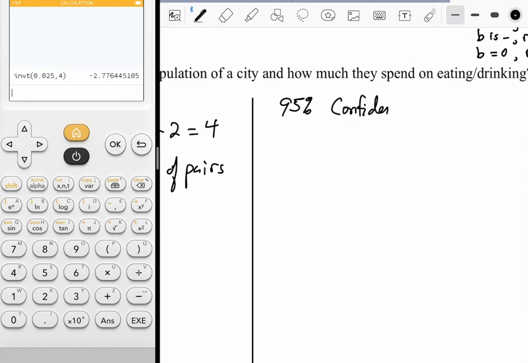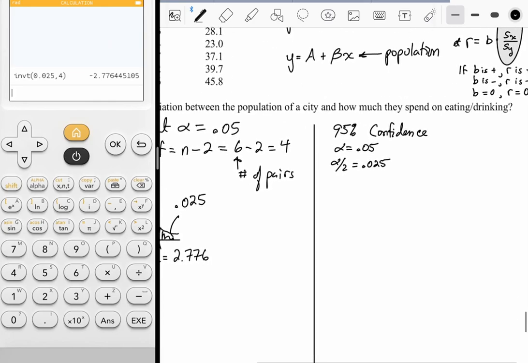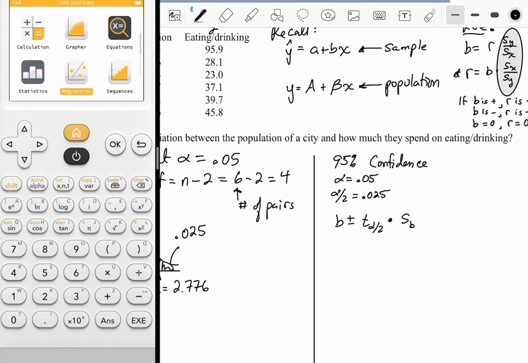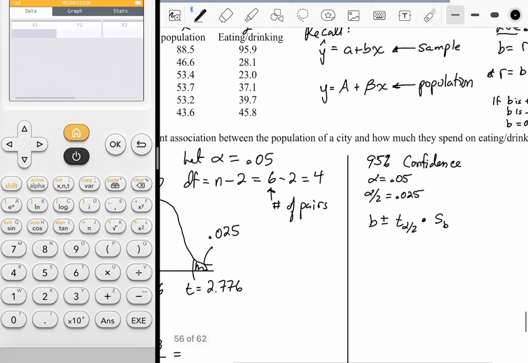So confidence of 95%. So alpha is 0.05, alpha over 2, 0.025. The rule, B plus or minus T alpha over 2 times S sub B, right? Because it's always multiplied by the standard error, right? So the standard error we're just representing with an S sub B, right? So I need my regression equation. So let me get my data in. I'm going to go to the regression app, type in this stuff.